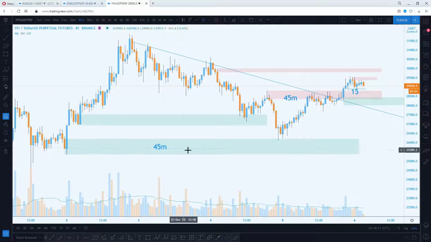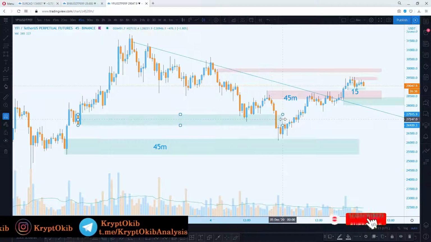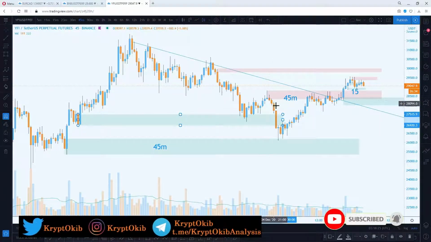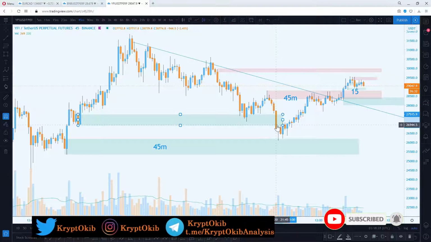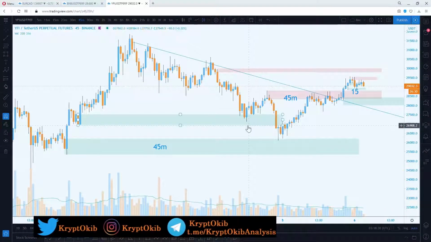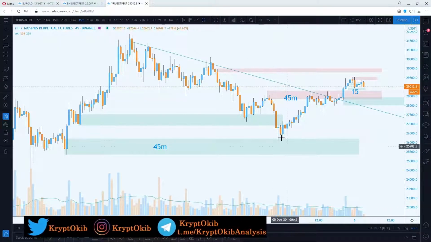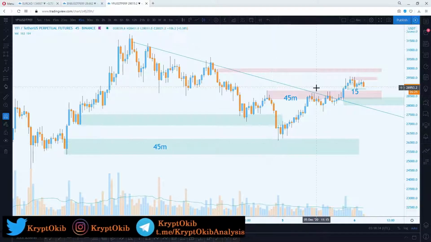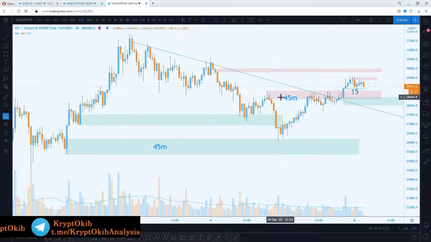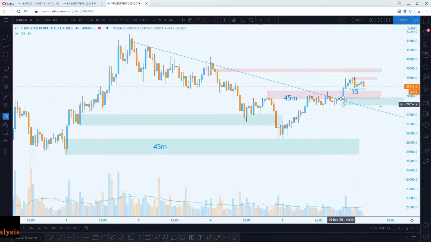And I've highlighted it on the 45 minutes. And here is another 45 minutes supply zone, which broke this demand. As you can see, it got broken here. And this move, three black cross, is a price action pattern. And then we found support on this demand, and then this supply itself eventually got broken. So I'm coming to that.